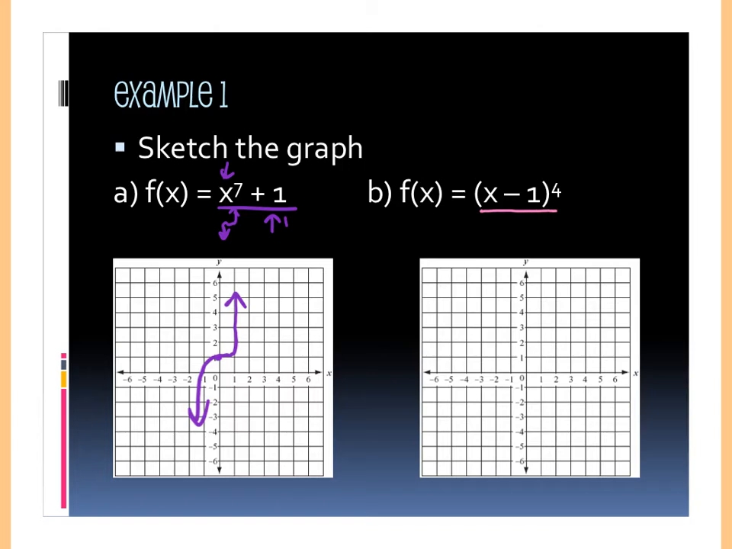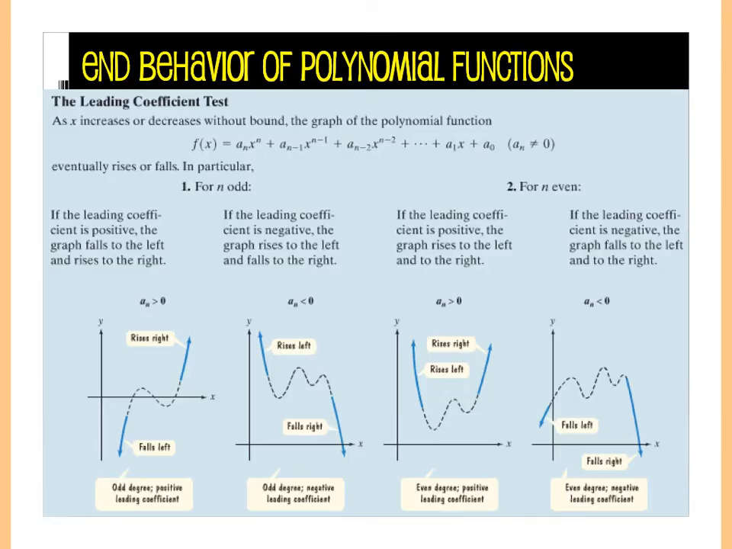X minus 1 to the 4th means it's going to look like a parabola, okay? The minus 1 inside goes right 1. So I go to the right one, and I draw a parabola. You with me so far? Those are only if there's only one variable, okay? Then we get to what happens if there's not.